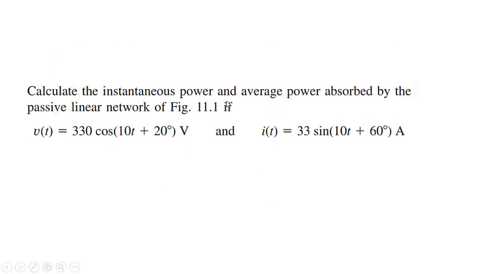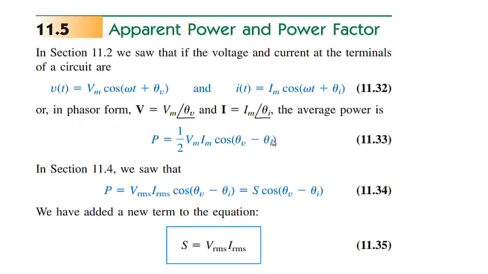Now, calculate the instantaneous power and average power absorbed by the passive linear network if v(t) is equal to 330 cos of A and i(t) is equal to this. This is actually homework. You will try it at your home. This is very simple. It's not a big issue for you. It is a similar type of problem to the one I have just given you, only the values are different.